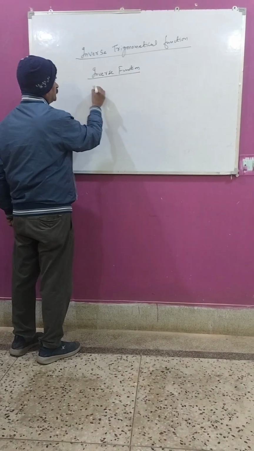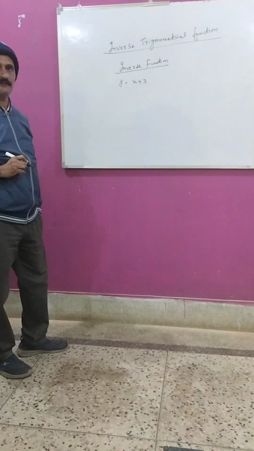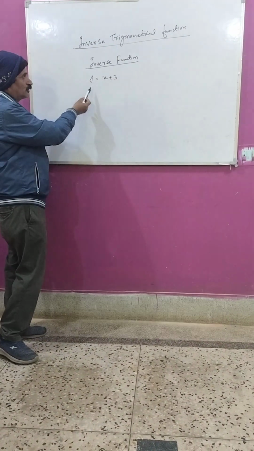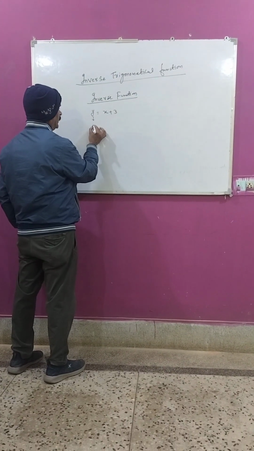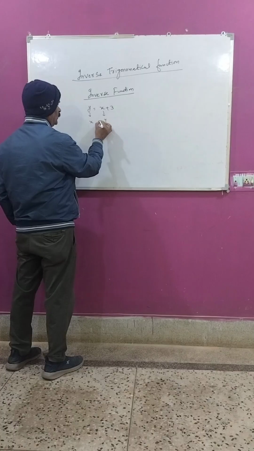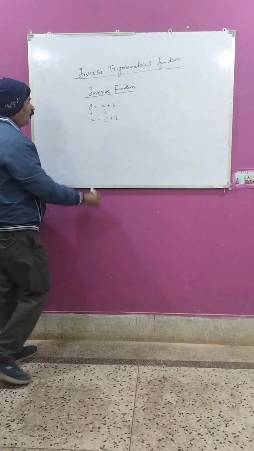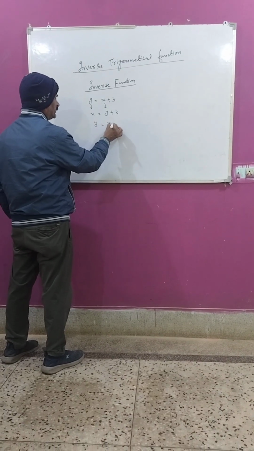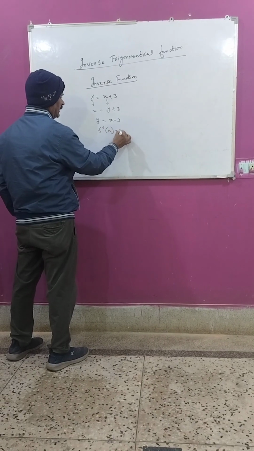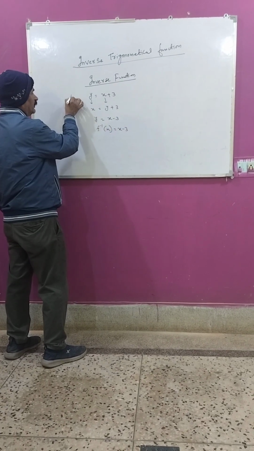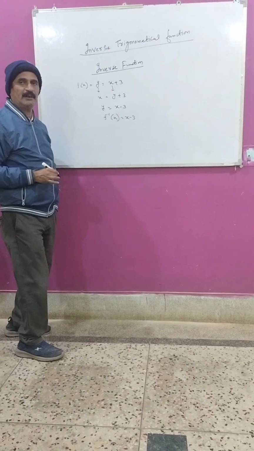Suppose y equals x plus 3 is a function. To find the inverse of this function, what will we do? We will just replace y by x and x by y. So you can write x equals y plus 3. Now we can write y equals x minus 3. So this is f inverse x. So if the function f(x) is like this one, its inverse, f inverse, will be x minus 3.